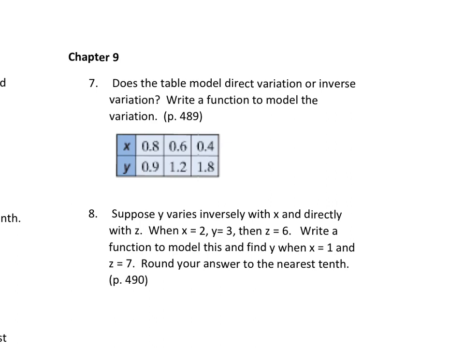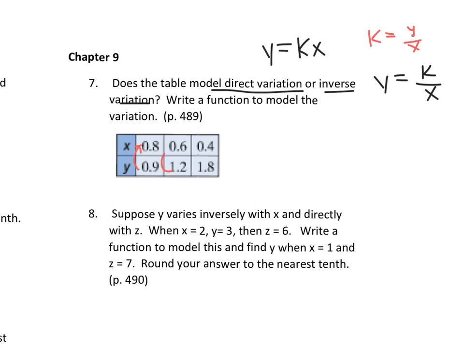Does the table model direct or inverse? So direct variation takes the form y equals kx. An inverse variation takes the form y equals k divided by x. So to check if a function models direct variation, your k is going to be equal to y divided by x. So you want to check, if I divide y by x, do I get the same number every time?